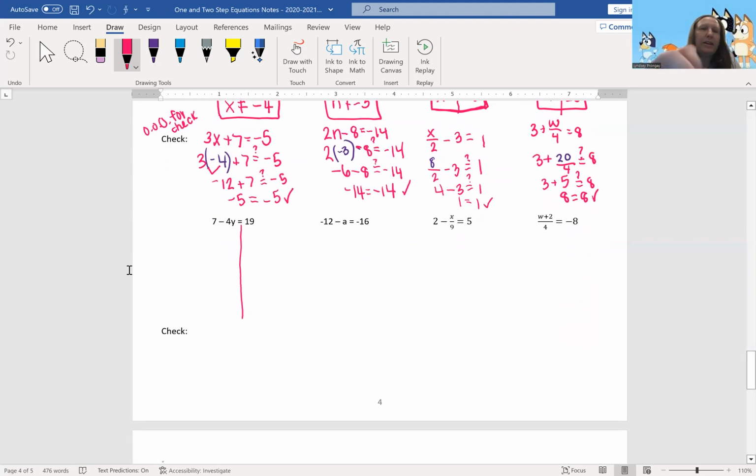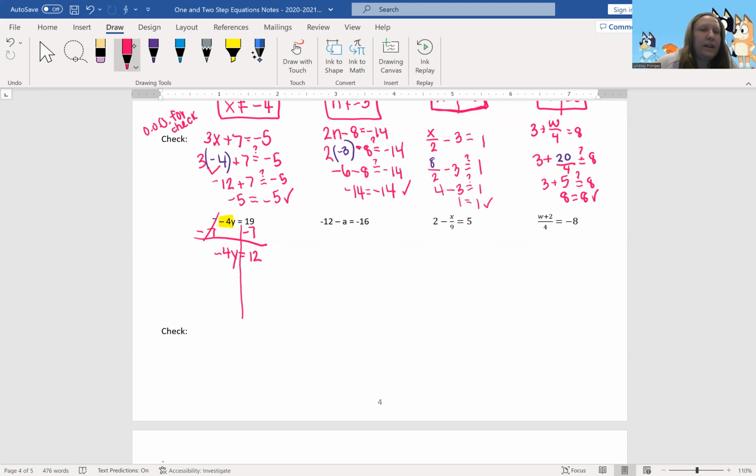I'm going to start by getting rid of that 7. That hasn't changed. We have to get rid of those constants first. So I'm going to subtract the 7 to make it 0. But this is where we have to be careful because it's not just a 4y we are bringing down. It is a negative 4y. And if you lose that negative, you're going to get the wrong answer. So negative 4y equals positive 12.